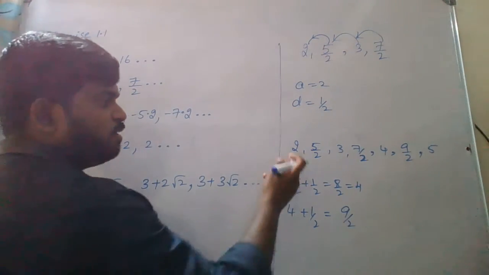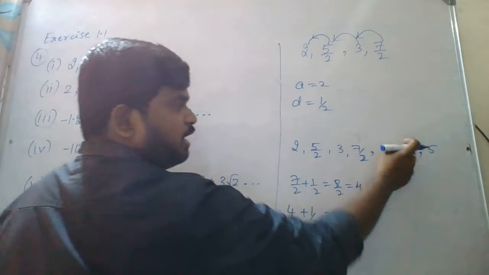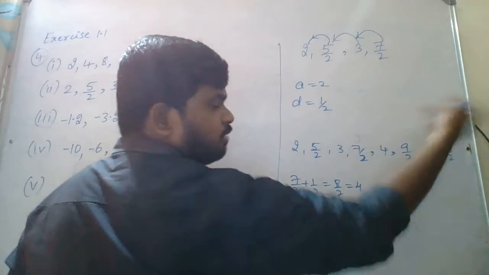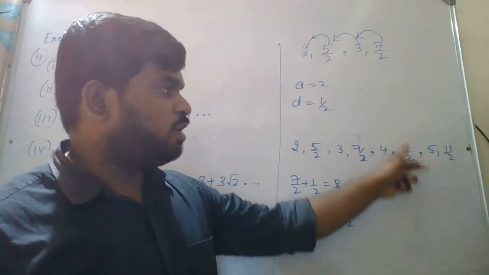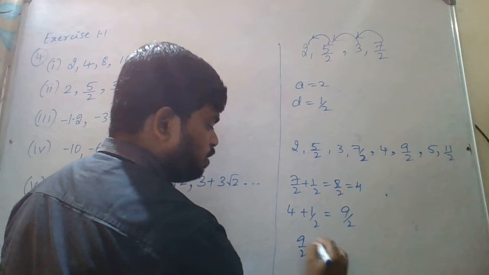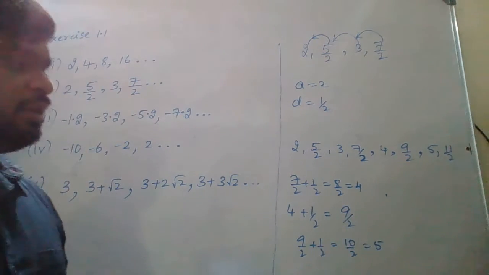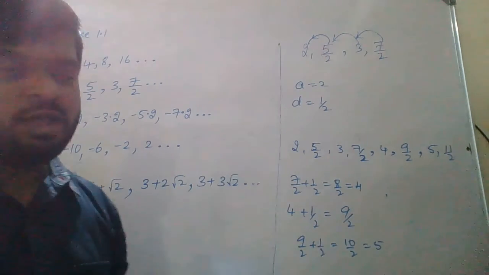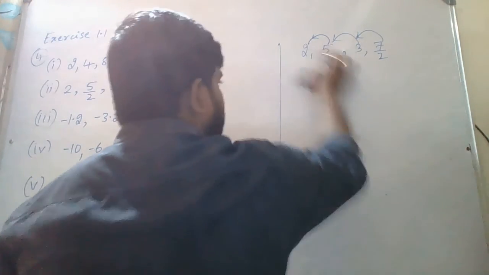Okay. Simple. 2, 5 by 2, 3, 7 by 2. If you observe here, 5, 7, 9. So the next one will be 11. And here 2, 3, 4, 5. The next one will be 6. Or you can do it, just add D to it. What is D? 9 by 2 plus 1 by 2. That is 10 by 2. That will become 5. That's what I have written directly. Okay. So since it is an AP, we found the value of A and D, and we also found the next 4 terms. Okay. Let's go for the next third question.